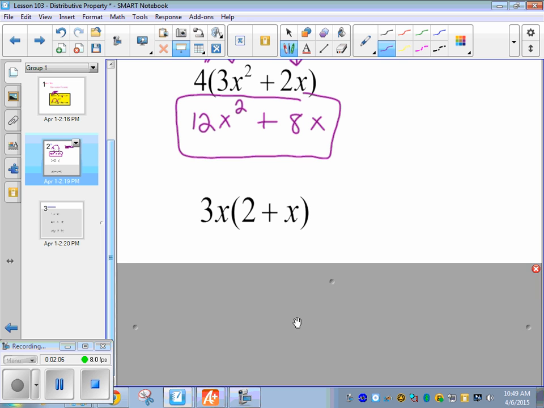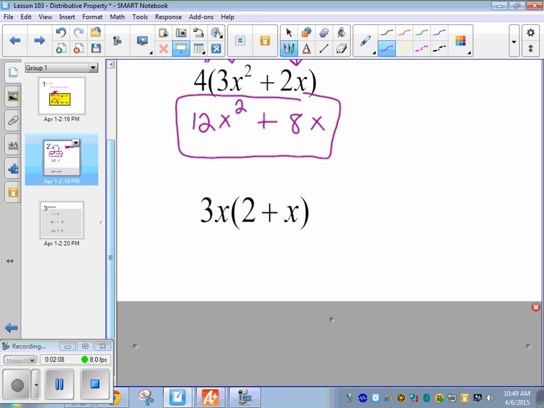So we have 3x on the outside and 2 plus x on the inside. So I'm going to multiply 3x times 2. So Hannah, what do you think 3x times 2 is? 4. Multiply. What's 3 times 2? What's 6x, right? Oh, there we go. 6x. Okay. And then we're going to multiply 3x times x.